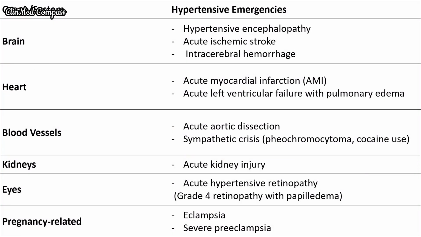This is a table outlining the various hypertensive emergencies per organ system. The brain: hypertensive encephalopathy, acute ischemic stroke, intracerebral hemorrhage. The heart: myocardial infarction, acute left ventricular failure. Blood vessels: aortic dissection, sympathetic crisis. In the kidneys, acute kidney injury. The eyes, acute hypertensive retinopathy. Pregnancy-related: eclampsia and severe pre-eclampsia.